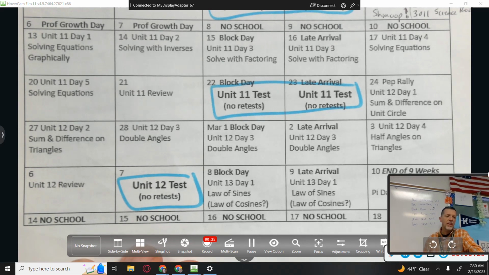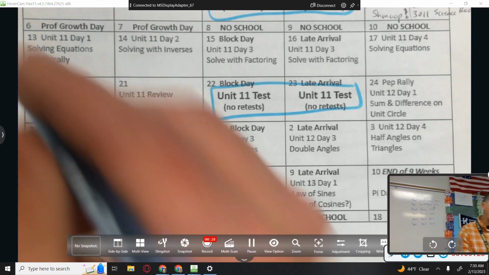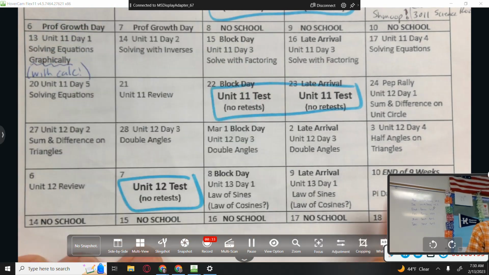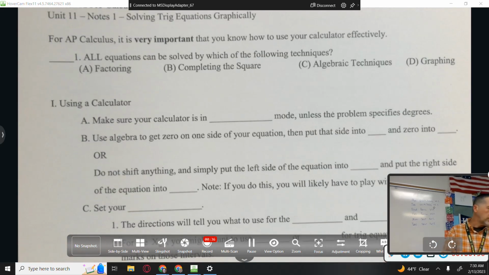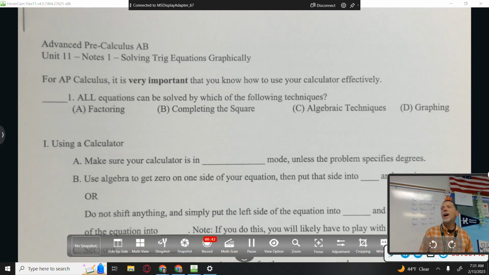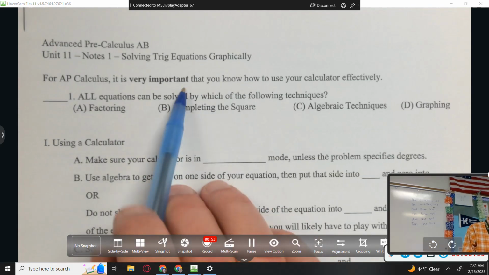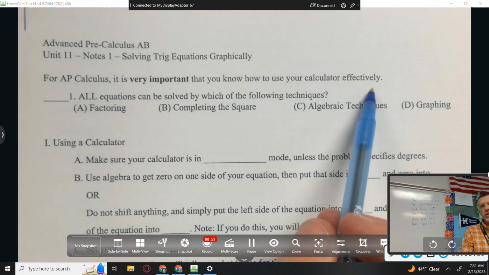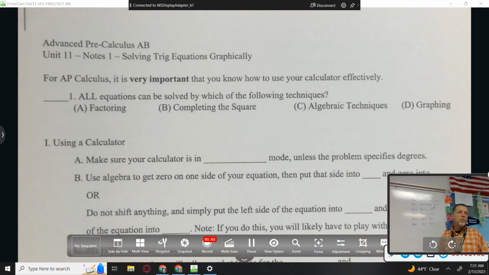This one's on solving. Today is with a calculator. Graphically, that basically means with calculator. We've got provided notes, so we'll start filling those in. This is an easy day, but you just have to make sure you know how to put it in the calculator, where all the buttons are. The calculator does all the work. You just have to make sure you know how to communicate with your calculator so that you can tell it to do what you want it to do. For AP Calculus, it is super important that you know how to use your calculator effectively. So this will help get you more used to the calculator than hopefully you already are.